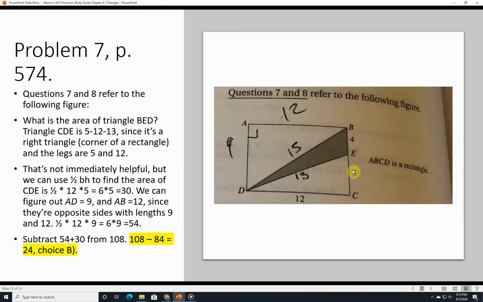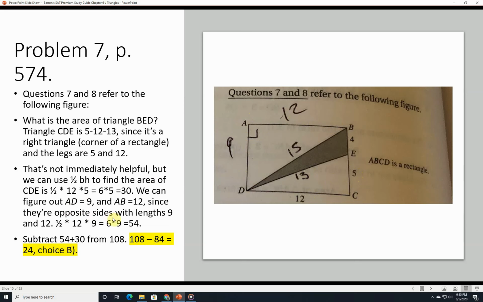DEC, that's just going to be 1/2 times 5 times 12. Okay, 1/2 of 12 is 6. 6 times 5 is 30. Notice I didn't even have to touch a calculator to figure that out. The next one, DAB. Well, I know that's 9. I know that's 12. Okay, 1/2 of 12 is 6. 6 times 9 is 54.